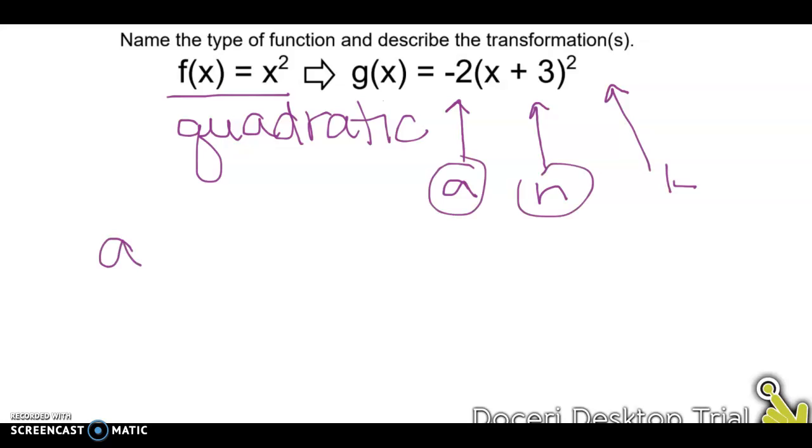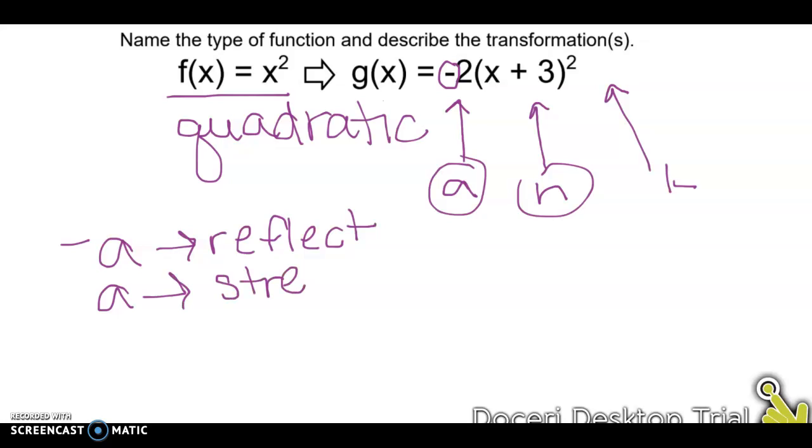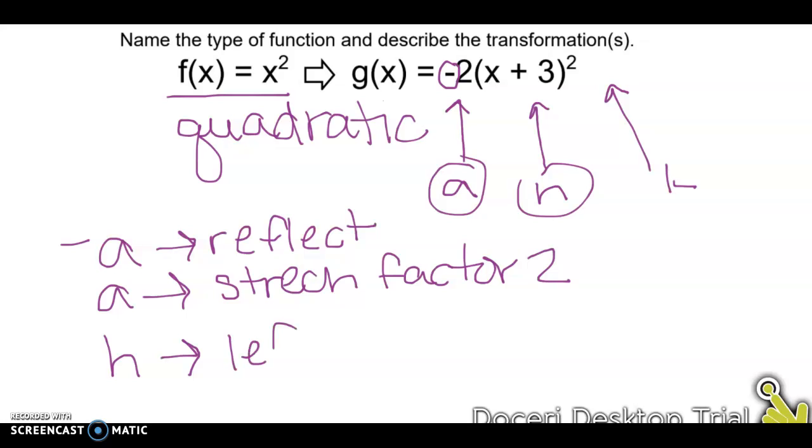The a changes it by a factor. So if it's negative, remember that reflected it. The a being negative reflected it right here. It had a 2, so it's going to stretch it. And then our h value is plus 3. Remember, h is going to be a little bit different. You think it's going to go to the right because it's positive, but it really moves it to the left.